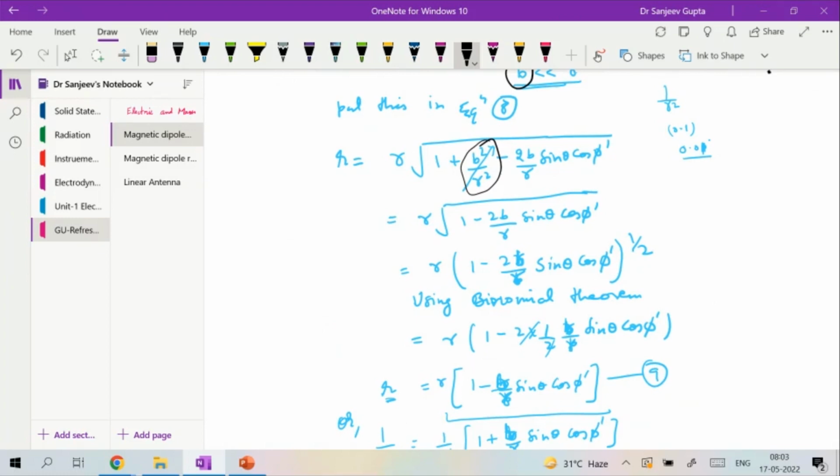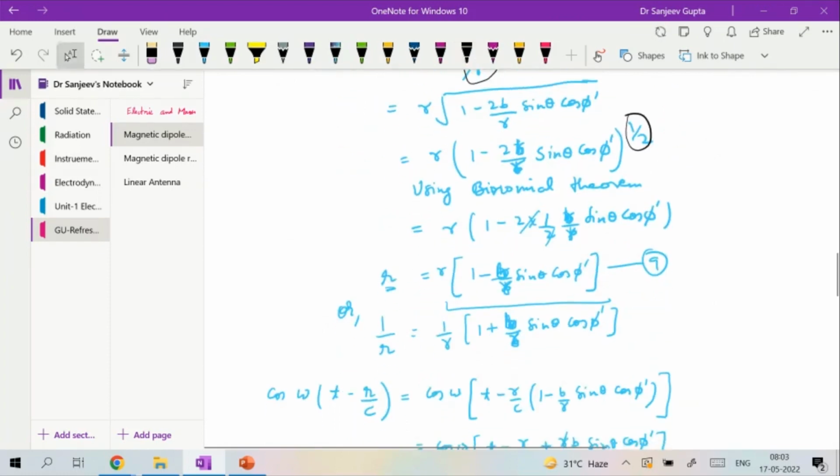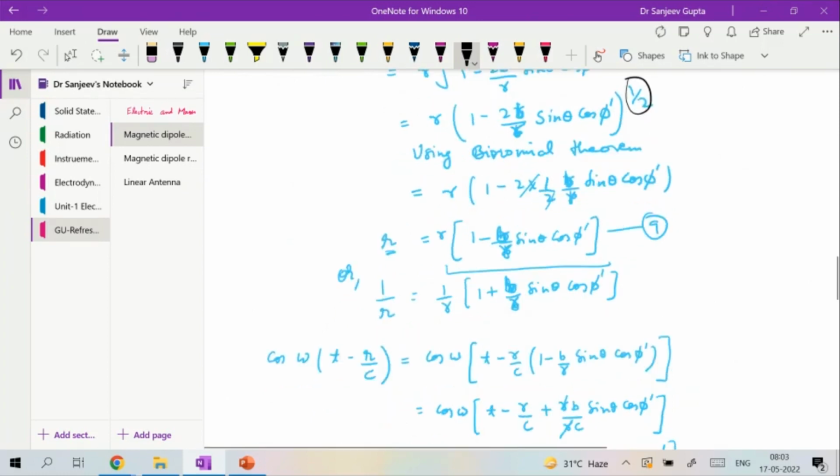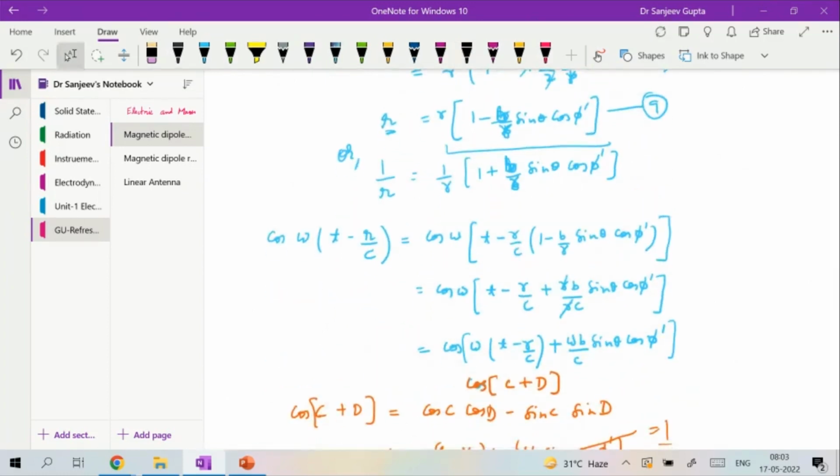Then now again use the binomial theorem, where the half goes inside, and then you will get this expression: r is equal to small r times 1 minus b by r sin theta cos phi prime. Therefore, we can always write 1 upon r is equal to 1 by small r times 1 plus b by r sin theta cos phi prime. So therefore you can write cos omega t minus r by c, always this way.